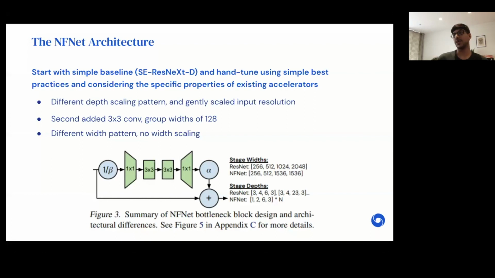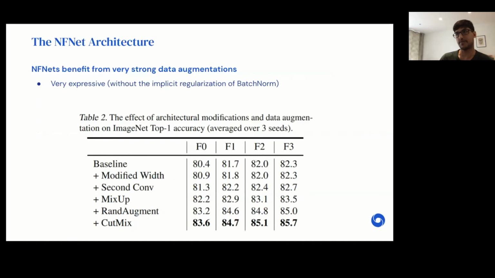So we use a slightly different depth scaling pattern. We scale up all the stages equally for our larger models. And we gently scale the input resolution for our larger models. We add in this extra 3x3 conv, which we found to make almost no difference in training latency on our TPUs. And we use slightly wider models and don't actually scale the width for our larger models. So with these simple design principles, we got our NFNet model family.